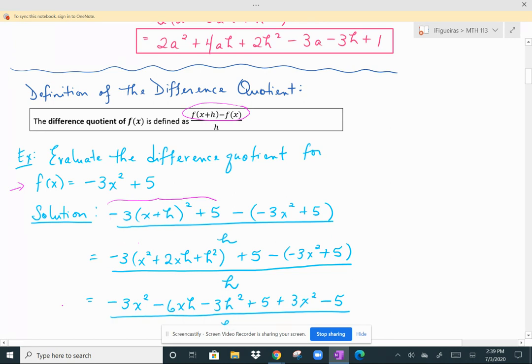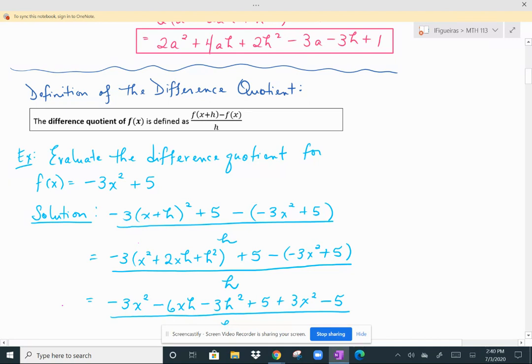So the negative 3 should be in front of the x plus h. We have to square the x plus h, and the plus 5 doesn't change because it doesn't have a variable. The second part of the definition is that we are subtracting f of x. Remember, f of x is what's given, so it's just minus that function. Make sure you put it in parentheses because the minus belongs to the whole function, so we're going to have to distribute that negative at some point.